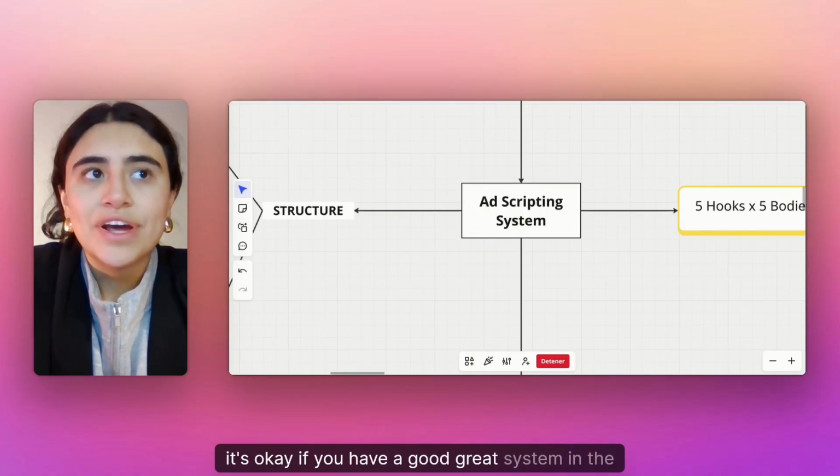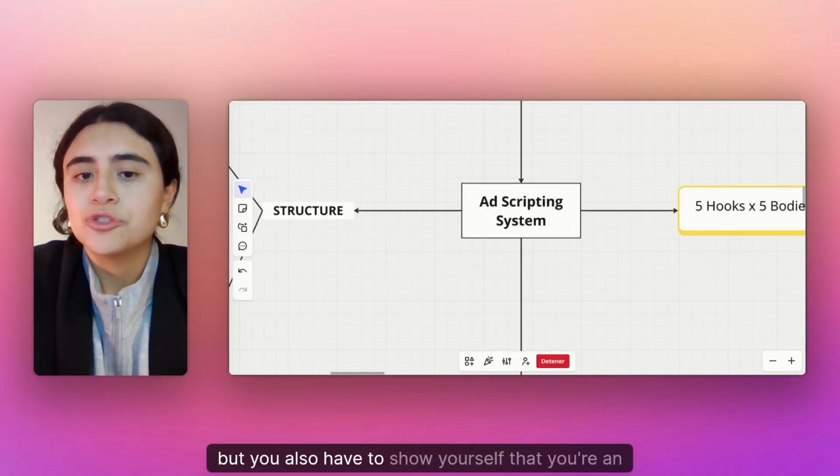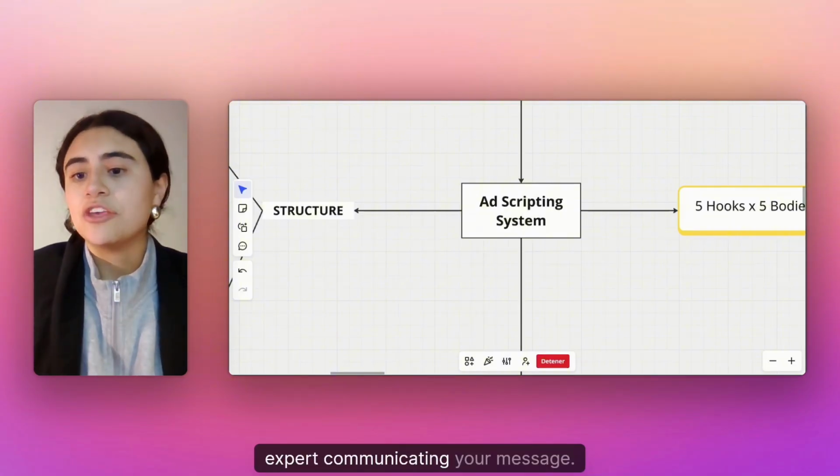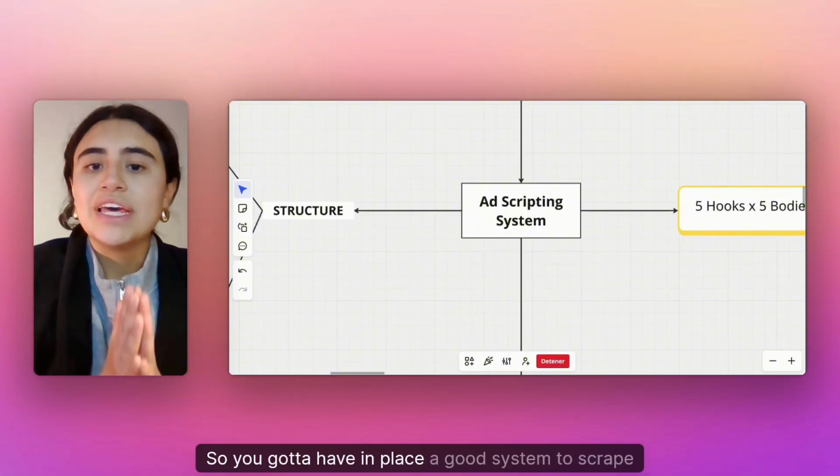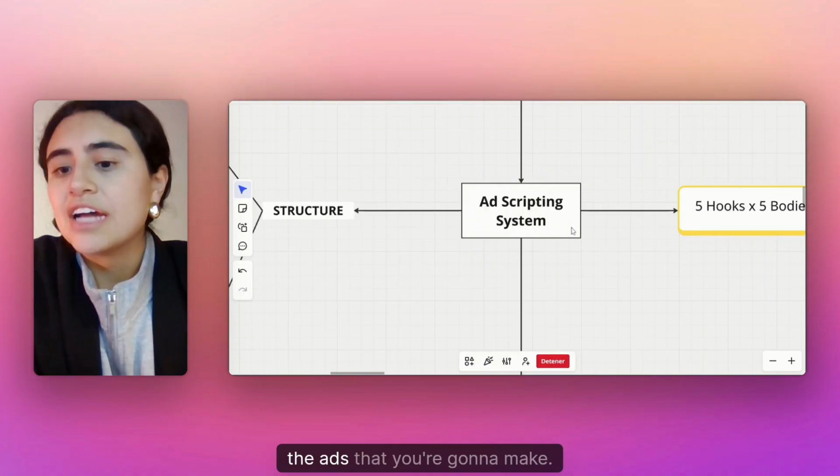Now let's move on into the third step, that is the ad scripting system, because it's okay if you have a great system in the back end, but you also have to show that you're an expert communicating your message. So you gotta have in place a good system to script the ads that you're gonna make.